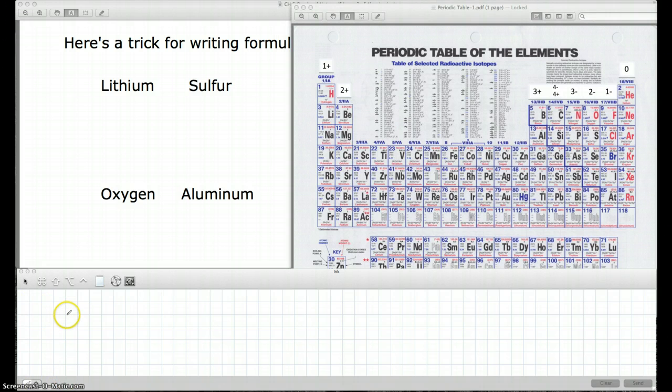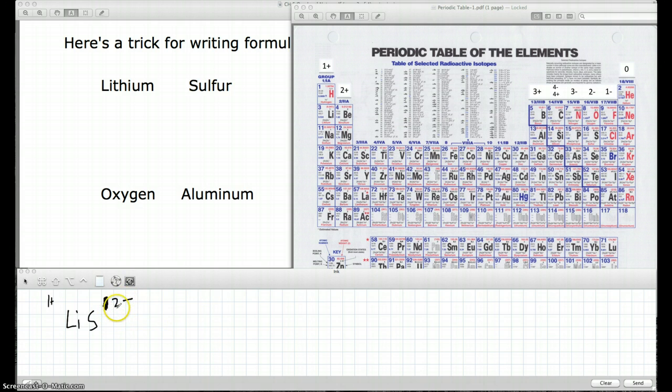Okay, try this again. And again, I wrote the positive, lithium, then sulfur. And if you remember, lithium is a 1 plus. Sulfur is a 2 minus. Sorry about my little typo there.